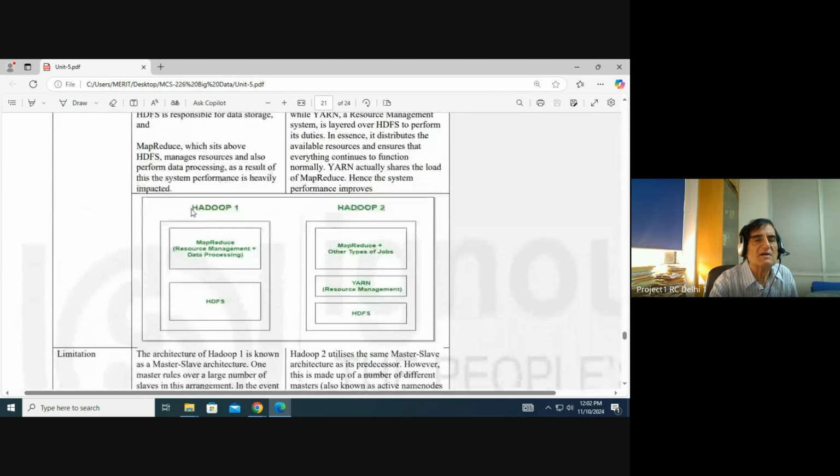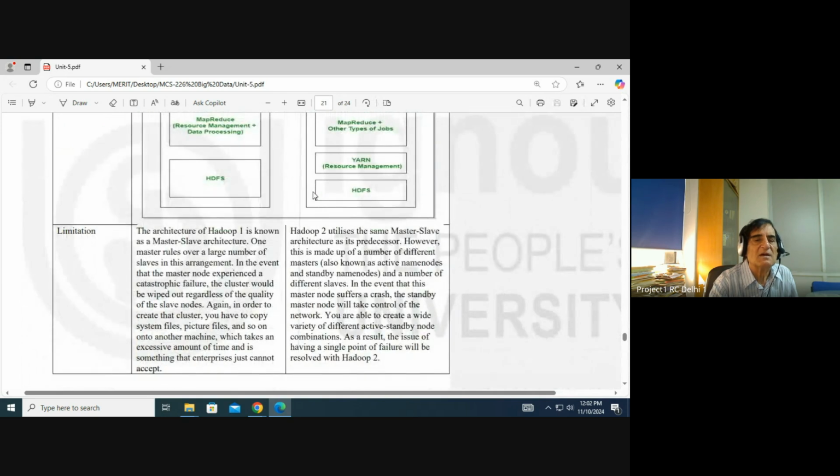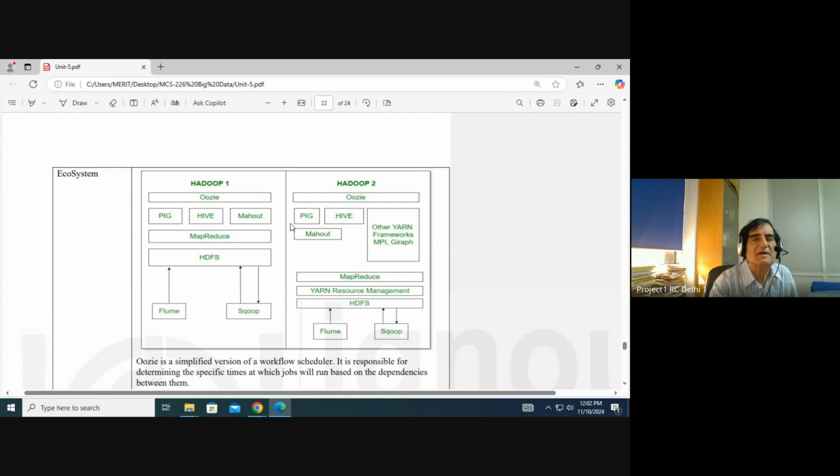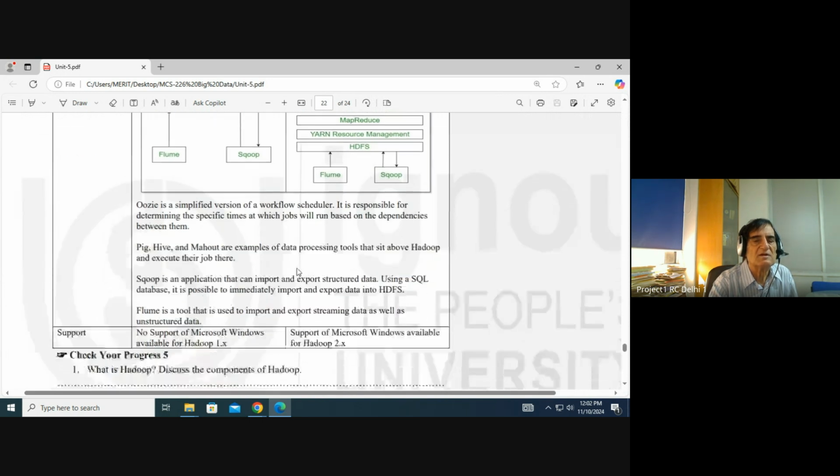Have a look at the comparison of Hadoop 1 and Hadoop 2. And this is Hadoop 1, Hadoop 2. This is the structure diagram that has been made, where MapReduce sits here. So that type of thing.